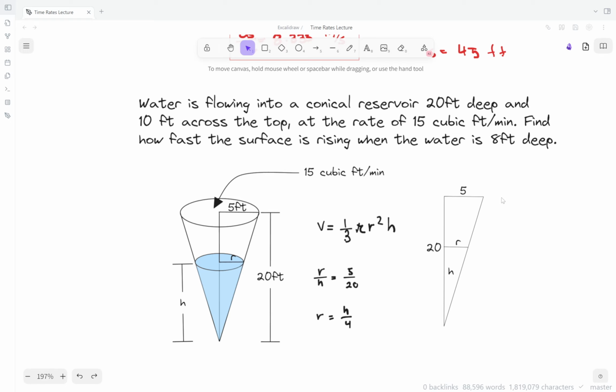problem. We're talking about this scenario where water is flowing into a conical reservoir, where the depth of the conical reservoir is 20 feet according to this figure, and the diameter across the top of the cone is 10 feet. Now, the rate of the water entering here is 5 cubic feet per minute. And you wish to know how fast the water level is rising when the water is 8 feet deep.